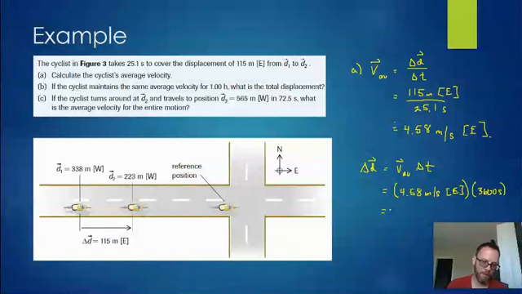So 4.58 times 3,600. We get about 16,500 meters. So if they were to go for an hour, we could also say that's about 16.5 kilometers. That's how far they would travel.